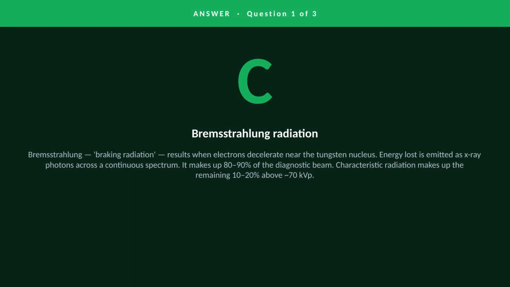The answer is C, Bremsstrahlung radiation. Bremsstrahlung results when electrons decelerate near the tungsten nucleus, releasing lost kinetic energy as X-ray photons across a continuous spectrum. It makes up 80 to 90% of the diagnostic beam. Characteristic radiation makes up the remaining 10 to 20% above approximately 70 kVp.